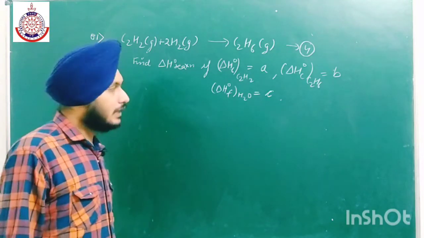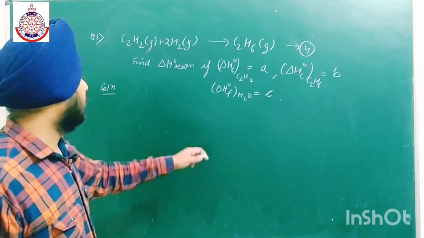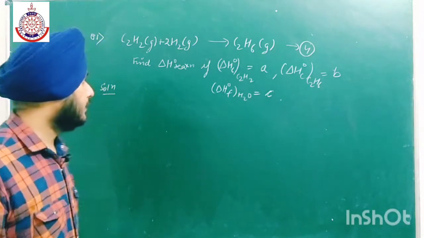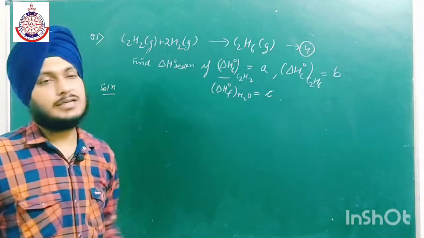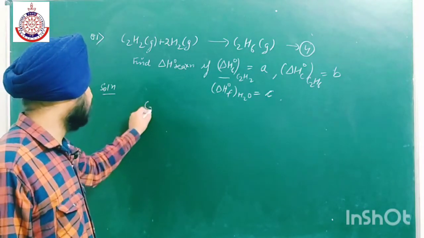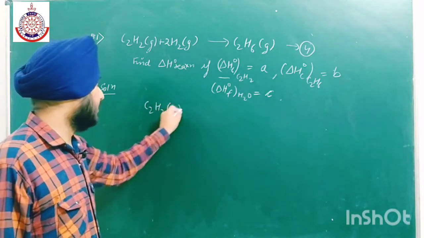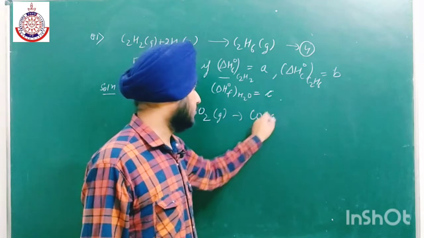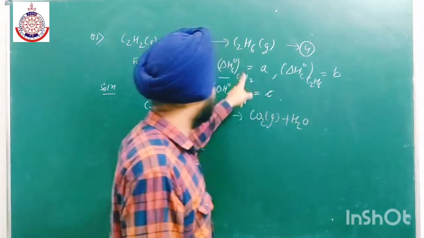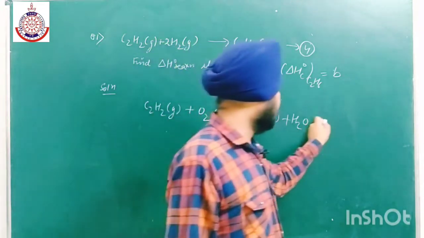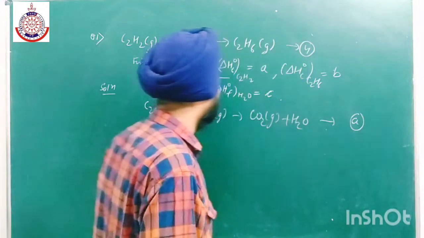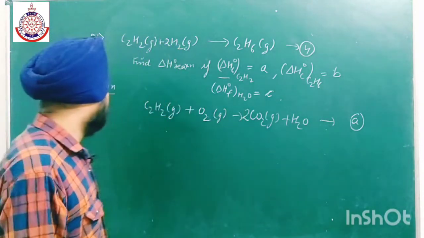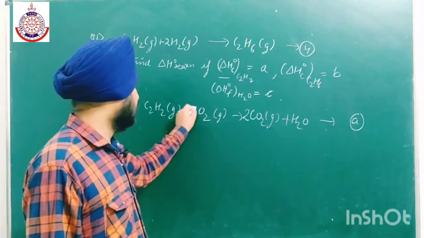Firstly we have to write the chemical reactions which are given to us. For the first one we have the heat of combustion for C2H2. So the first reaction is C2H2 gas plus O2 gas gives CO2 gas plus H2O. This is the reaction for the value which is given to us, and for this the delta H naught is A. We have to balance this reaction, and we have 5 by 2 over here.